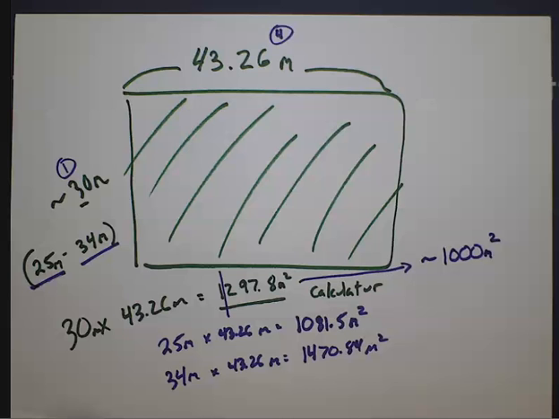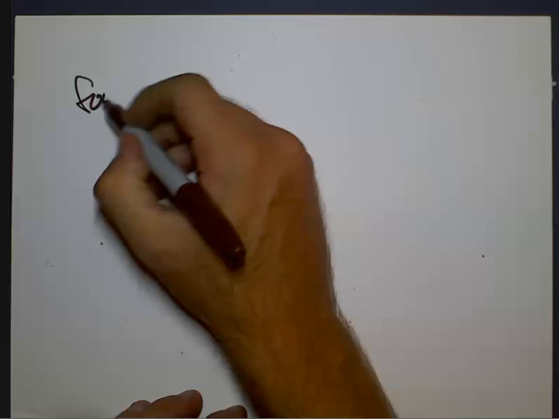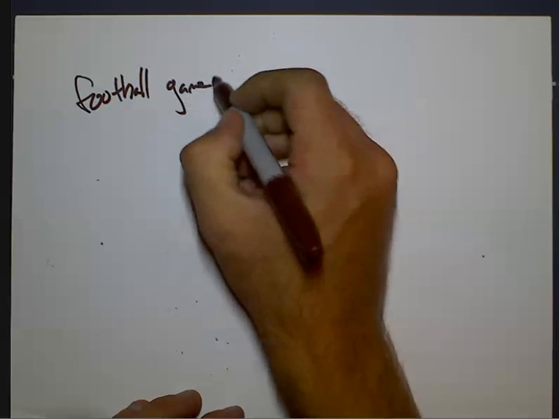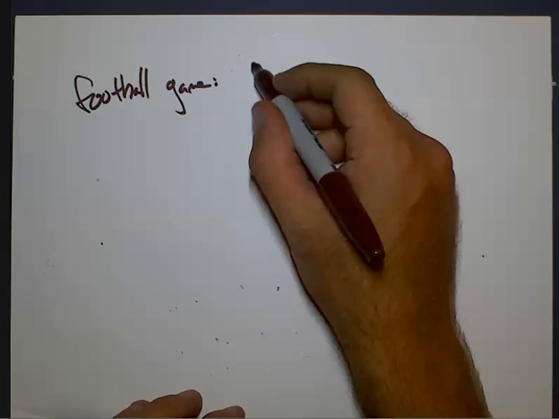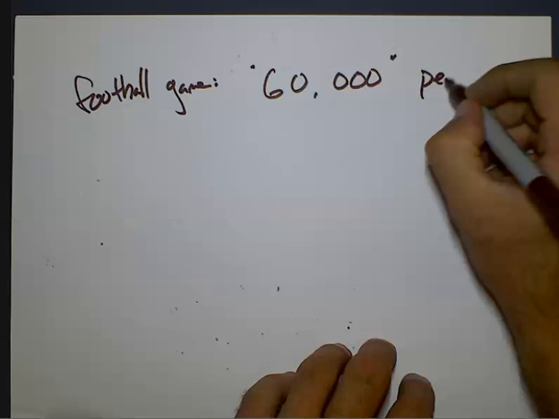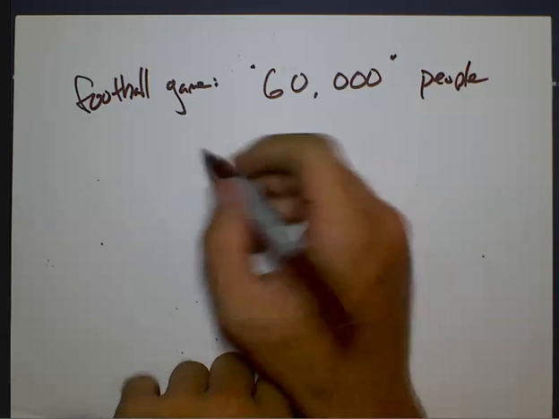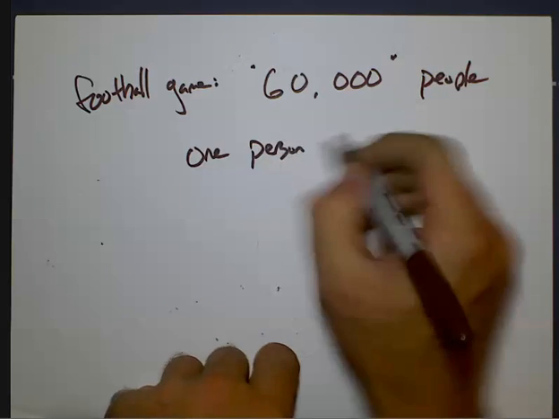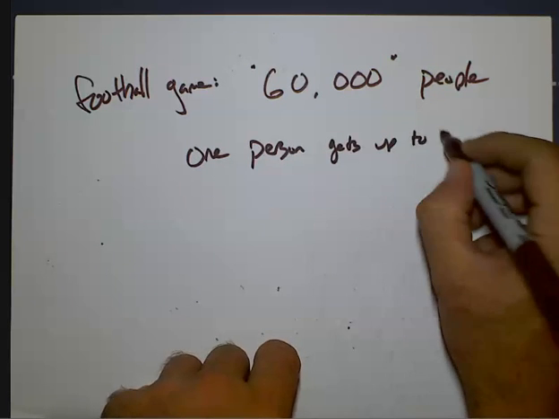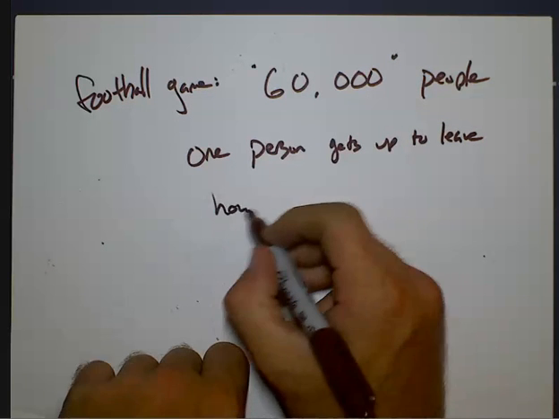In a similar vein, this is just an interesting question for you. If you ever want to really amaze your friends. You're at a stadium. Let's say you're at a football game. The announcer says, looks like there's about 60,000 people in the stands. And as the announcer is saying that, you see one person get up to leave. How many people do you have left in the stadium?